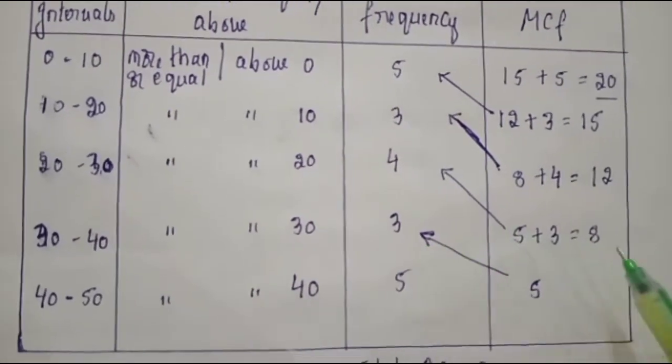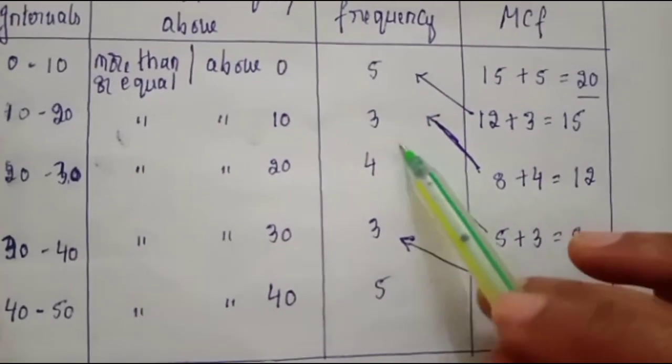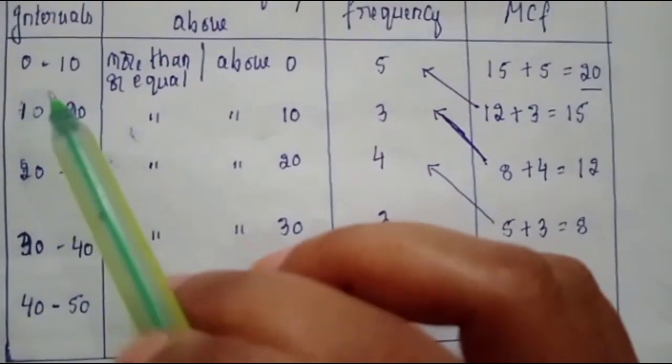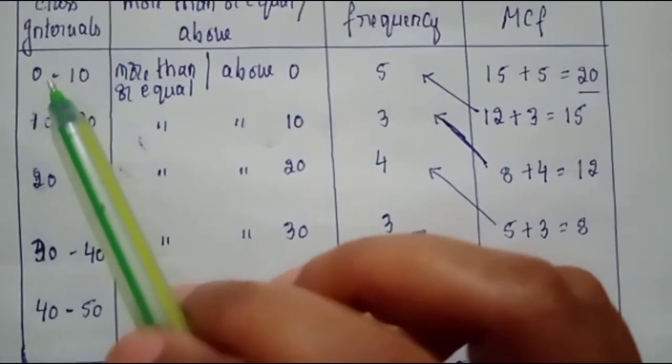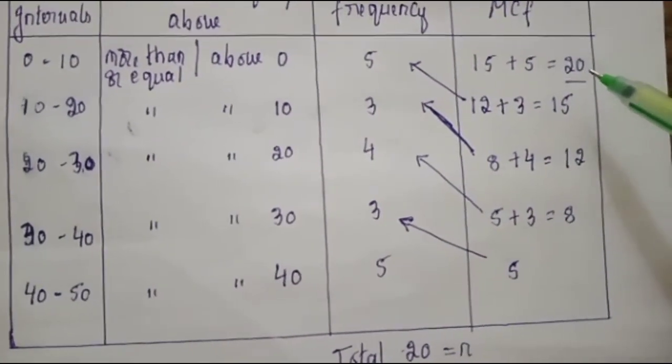5 plus 3, 8. 8 plus 4, 12. 12 plus 3, 15. 15 plus 5, 20. So I hope everyone is following. So more than or equal to 0 means all 20 will come. So you can see here I got 20.